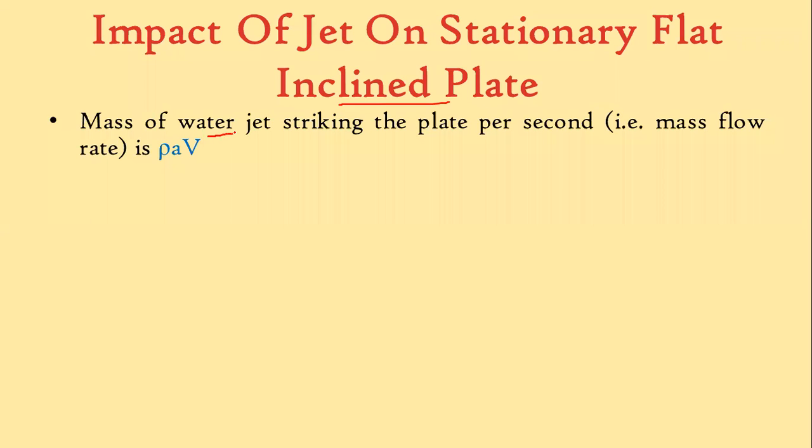So the mass of water jet striking the plate per second will be rho AV as always. I don't need to always tell you how we have found out rho AV. If you still have doubt, you can see the previous lecture, or even this lecture when I upload it, to see how the mass of water jet striking the plate per second is equal to rho AV.